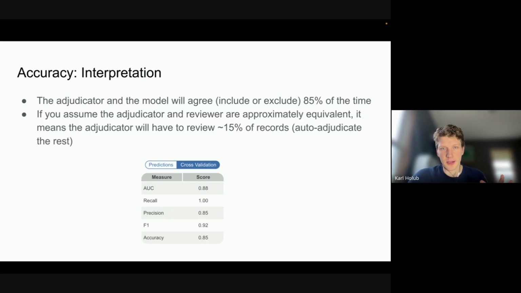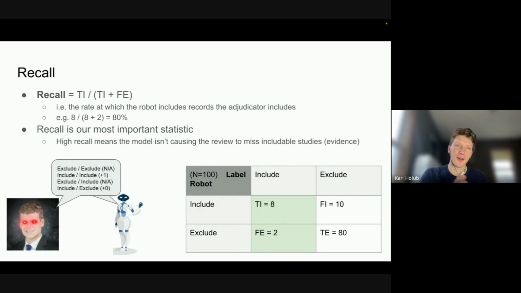As mentioned earlier, you don't want to think in terms of accuracy in isolation, because a statistic like recall is actually more important to how we think about model performance. Recall is the rate at which the robot includes records that the adjudicator also includes, that humans would also include. So in our confusion matrix, there are only two cells that we care about: anything where the human said to include the record.